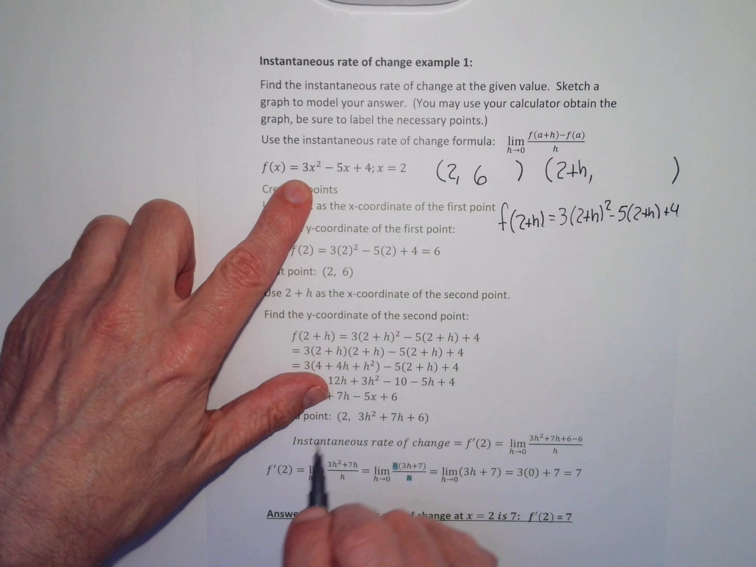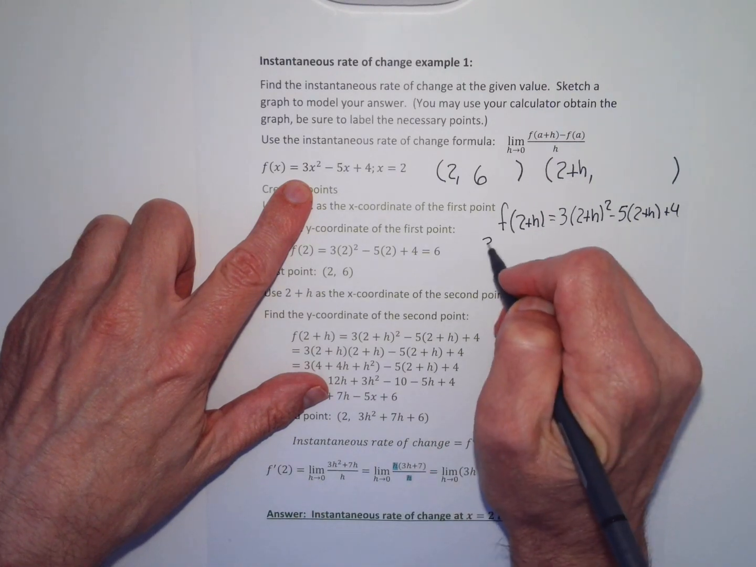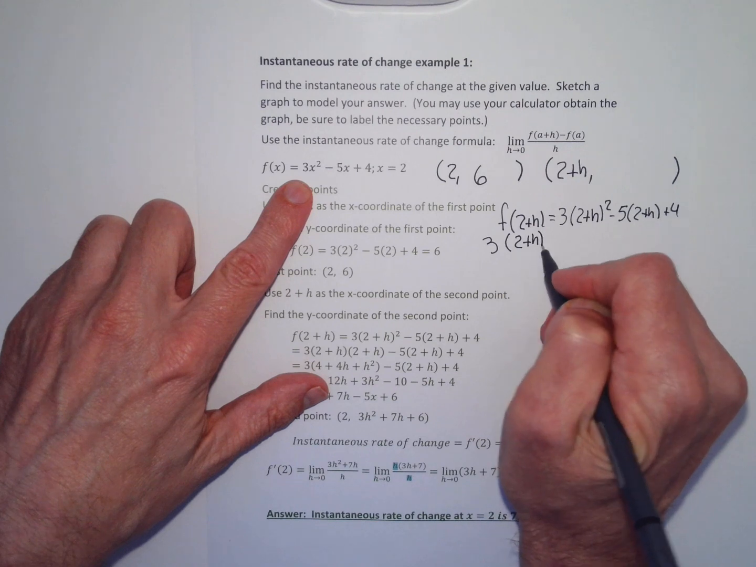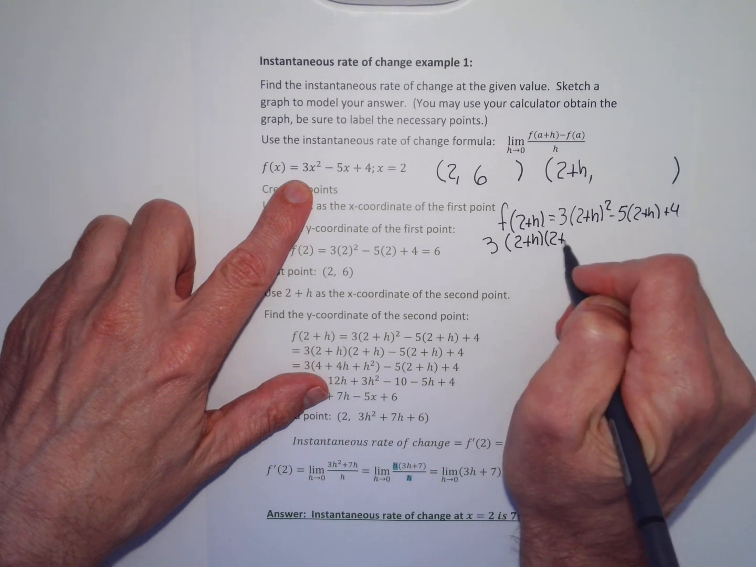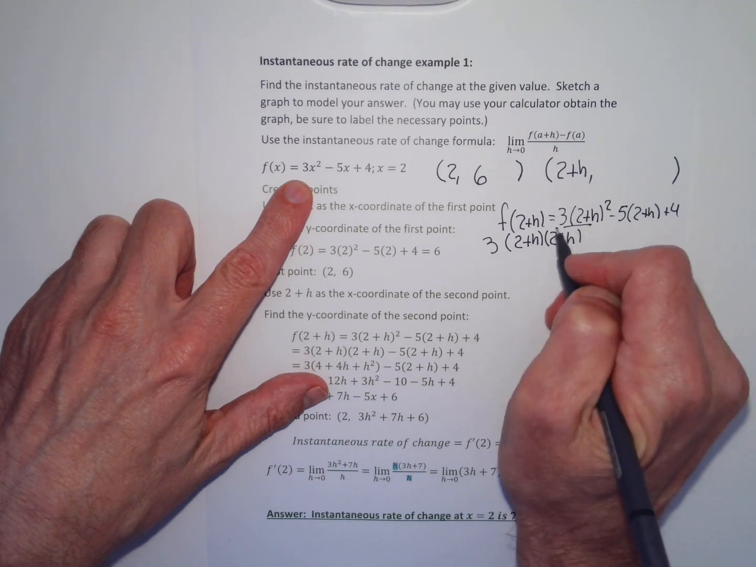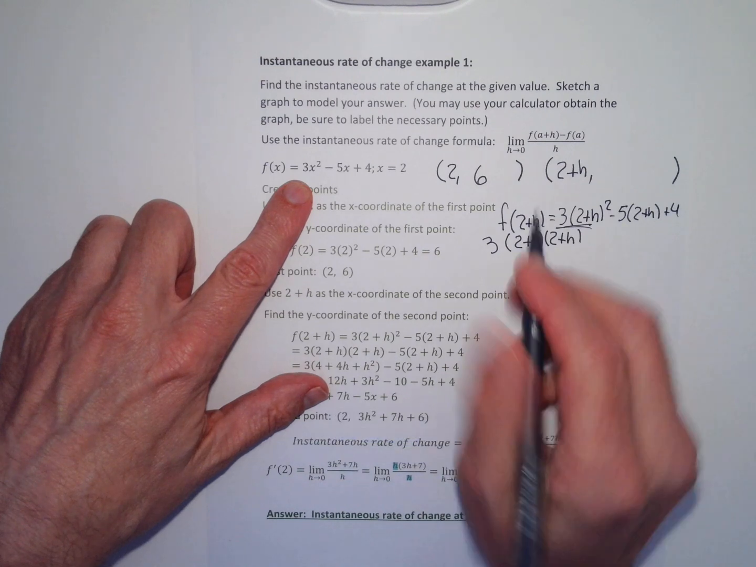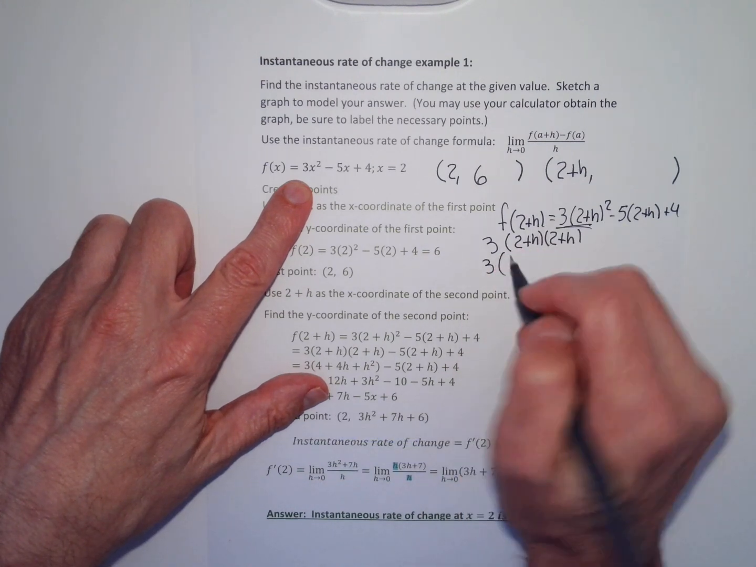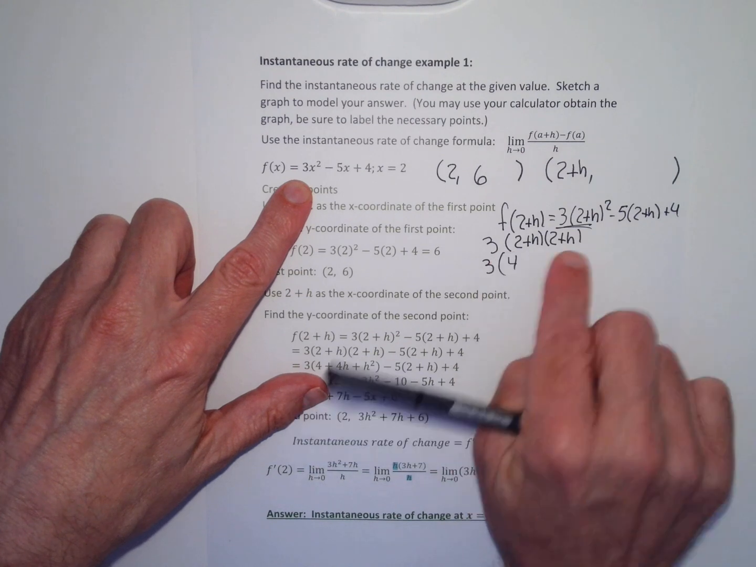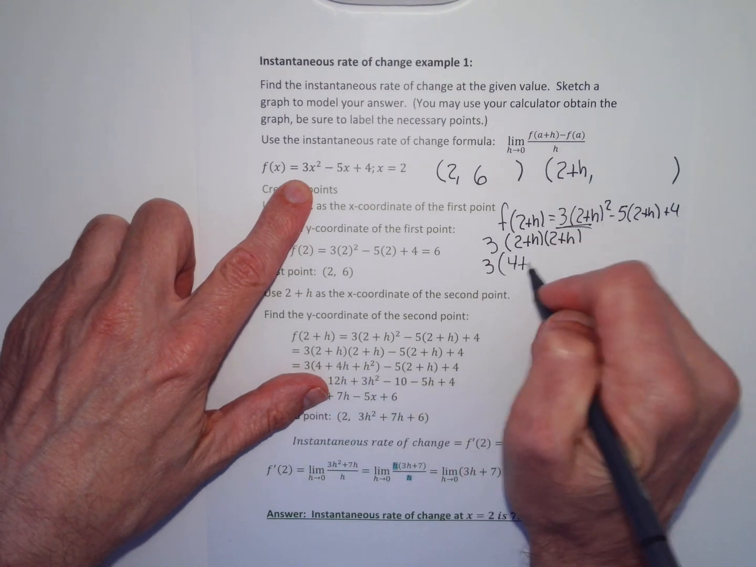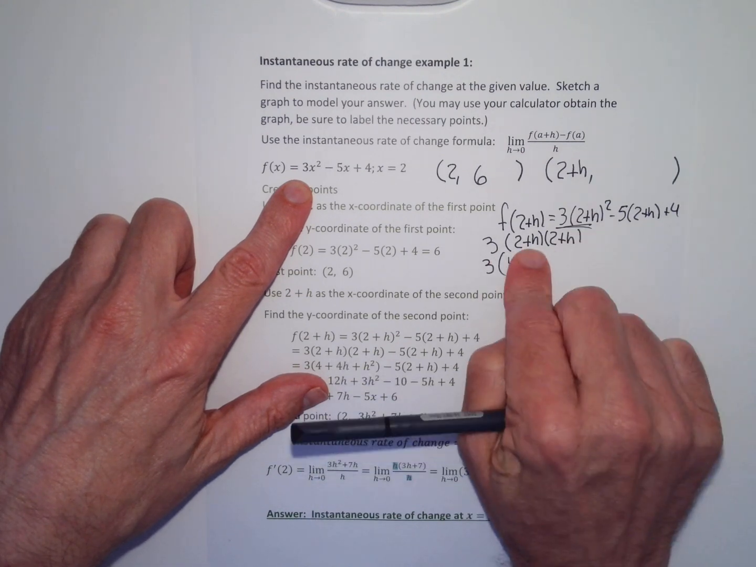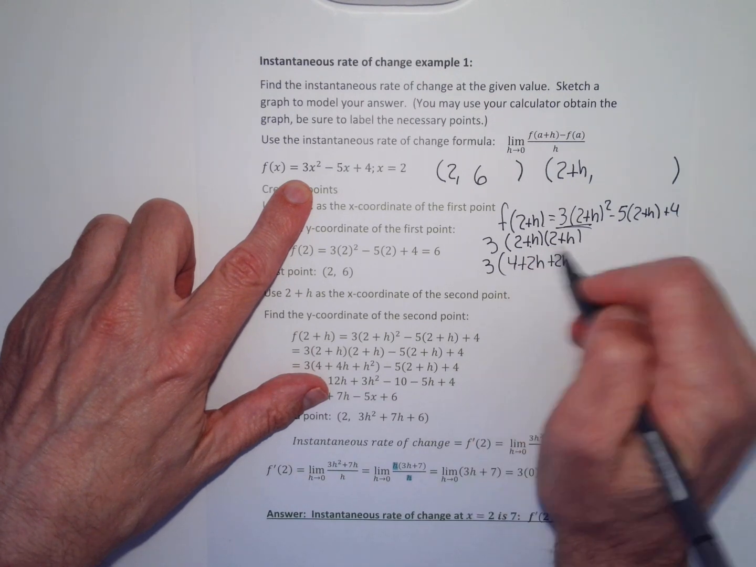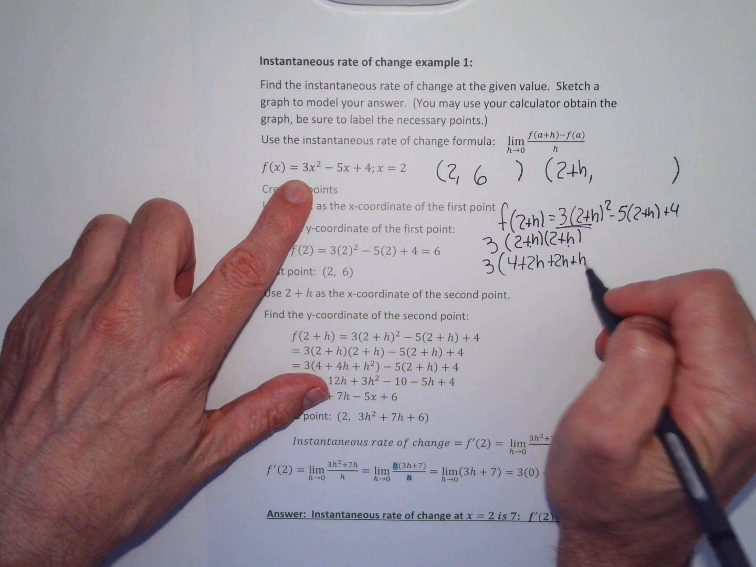Now this is ugly math. To do this math, I'm going to do the exponent first. To figure out the y-coordinate of the second point, I'm going to work on this piece first, and I'm going to do the exponent by foiling. I'm going to go 2 times 2, which is 4, 2 times h, which is plus 2h, h times 2, which is plus 2h, and h times h, which is plus h squared.